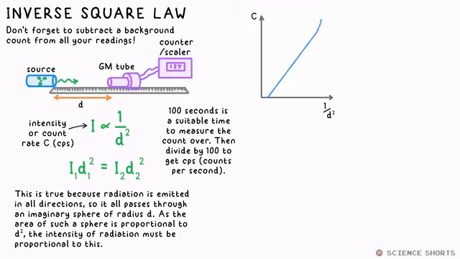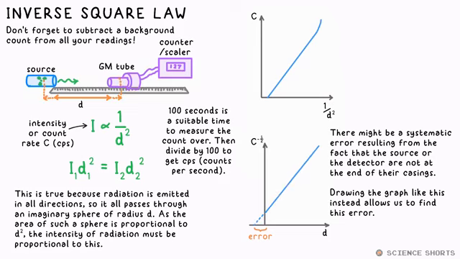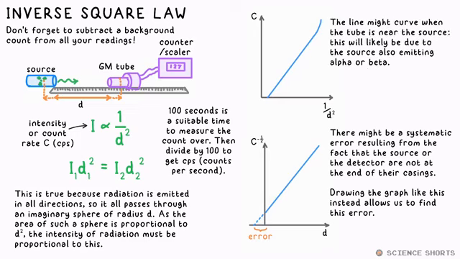If you draw a graph of count against 1 over d squared, you'll likely get a straight line that doesn't go through the origin. This is because the distance measured won't usually take into account that the radiation isn't being absorbed right at the end of the tube, so there might be a systematic error of a couple of centimeters or so. If the graph curves when you get close to the source, then that implies that there's probably some alpha or beta being emitted as well.